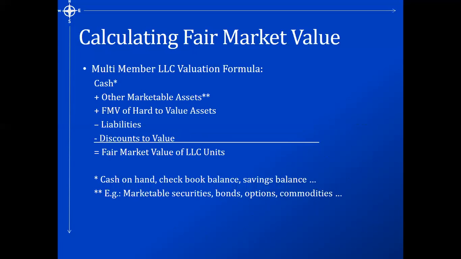So then we might have a multi-member LLC. And that formula is very similar to the one for a single-member LLC, but it has one extra step, and that is to add or subtract the discounts to get to the fair market value of the LLC units.